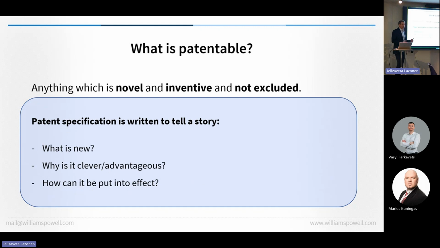So the reason I go over those concepts, firstly, is so we're all familiar with the ideas that we're talking about, but also a patent specification is written to tell this story. It's written to tell the story of what is new, why it is clever or advantageous, so what problems it has overcome, where the inventive step is, and how we can actually put this into effect. So understanding that helps us understand what a patent specification is all about.